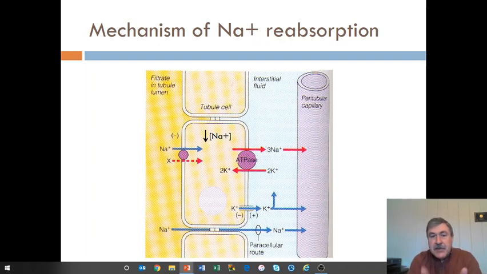So this model that I'm showing you right here is called the standing gradient model, because the activity of the sodium-potassium ATPase pumps creates a standing gradient for sodium across the luminal membrane, which allows sodium to move down its concentration gradient by facilitated diffusion across the luminal membrane. And then from there, it's pumped out of the tubular cell into the interstitial fluid, and then it's taken up by the peritubular capillaries.